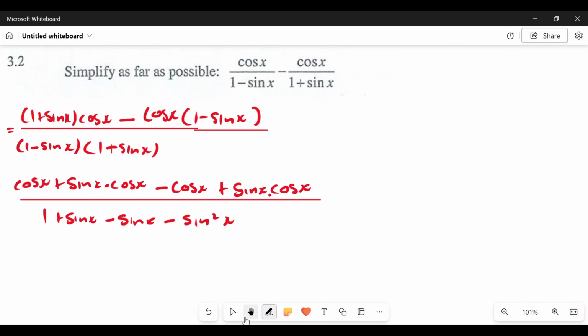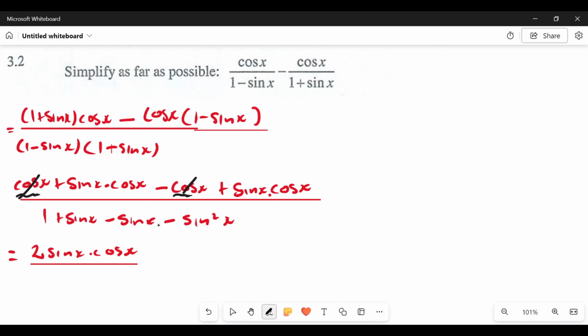Then from here, we do the like terms. So let me highlight the like terms. On the numerator, we have cos and negative cos, so they're going to cancel each other. And then what we're left with is sine x cos x and another sine x cos x. So these are going to give us 2 sine x cos x. There we go. And then we divide them.